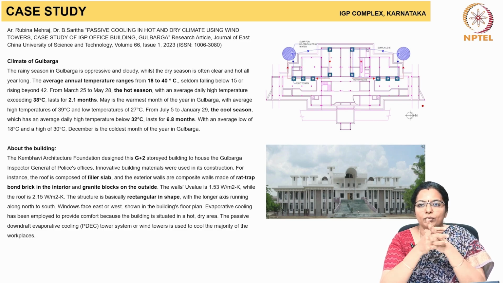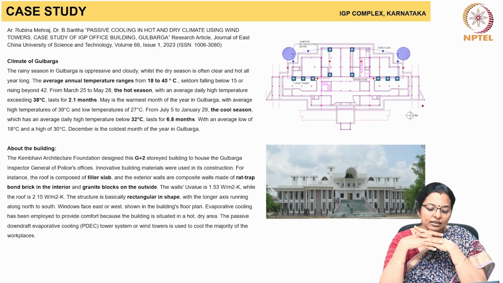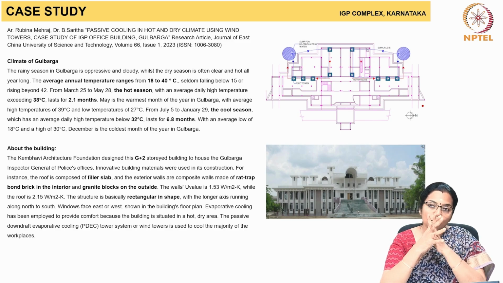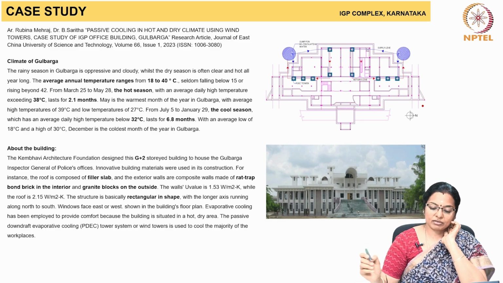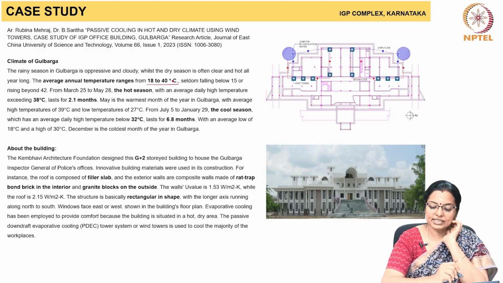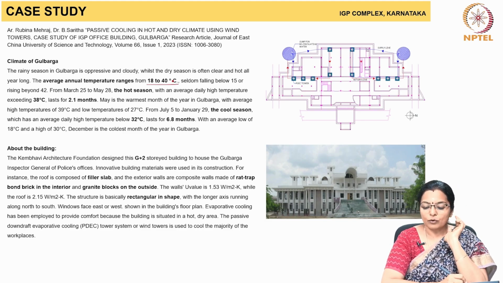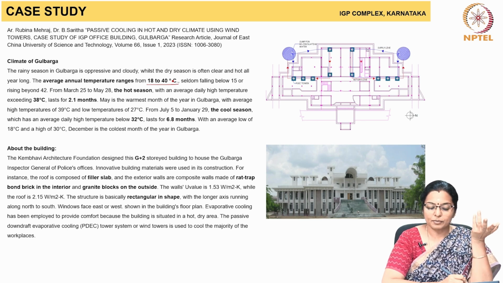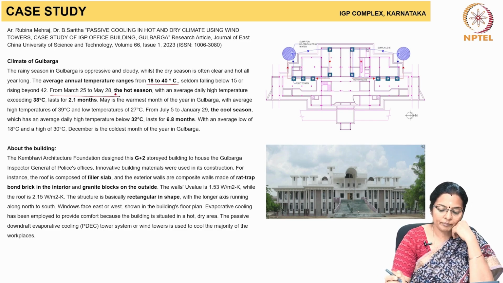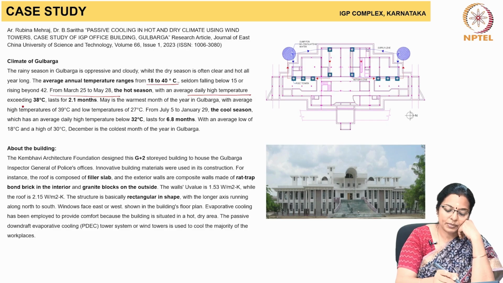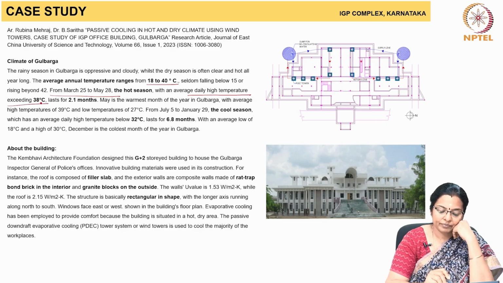So, the climate of Gulbarga has a rainy season which is oppressive and cloudy, but it has a dry season which is often clear and hot for a long period of time. The average annual temperature ranges from 18 to 40 degrees centigrade and seldom falls below 15 or rises beyond 42. So, March to May is the hot season with average daily high temperature of 38 degrees centigrade. This lasts for about 2 months.